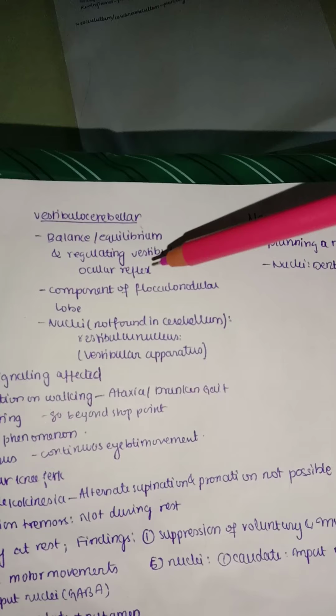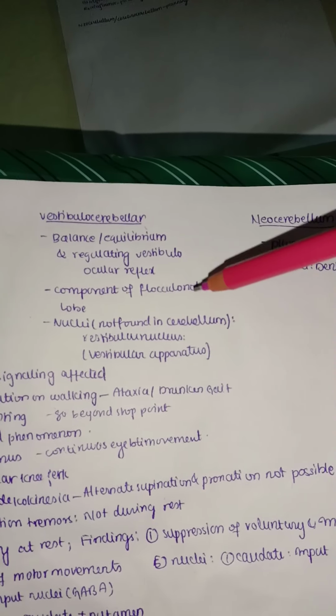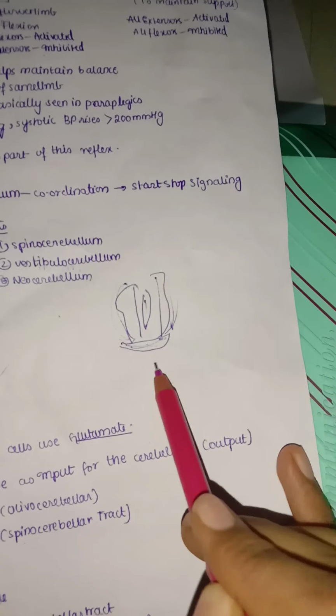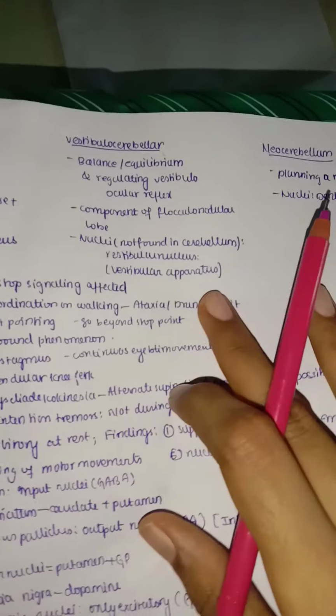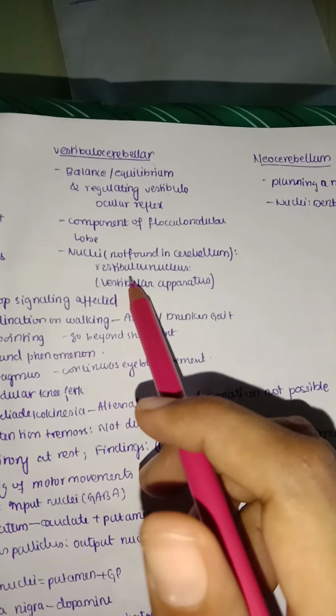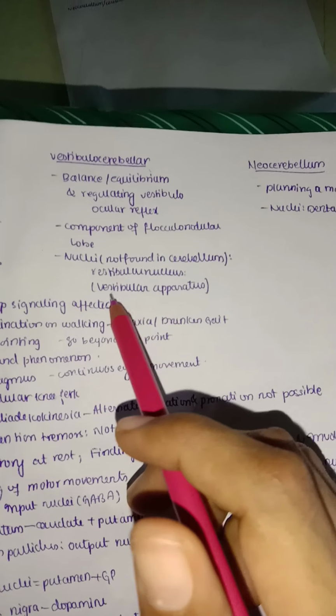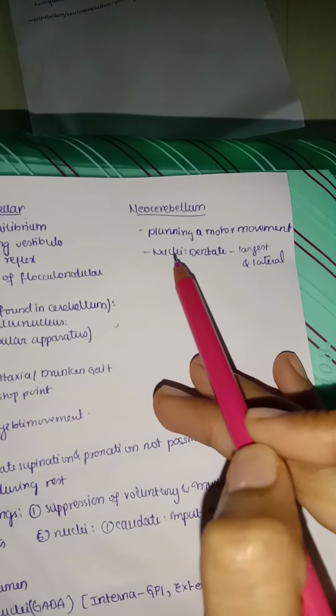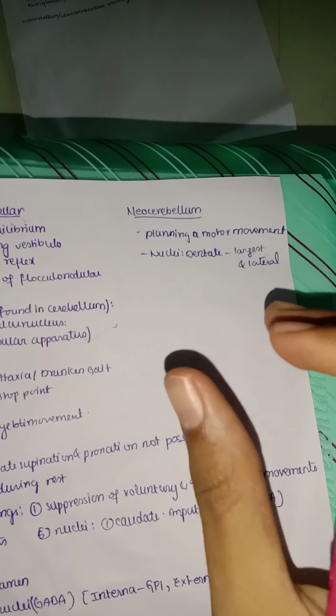It is mainly a component of the flocculonodular lobe. As I showed in the diagram, this lobe is the flocculonodular lobe, where the vestibular cerebellum is present, right? The nuclei here are not found in the cerebellum. Yes, there are no nuclei there; the vestibular nucleus is present with the vestibular apparatus. Only the vestibular apparatus is associated with the vestibular cerebellum. With the spinocerebellum we have all the middle nuclei like fascicular, globose, emboliform, no dentate because it's at the edges. So at the neocerebellum you can expect the dentate, because the dentate is at the edges.